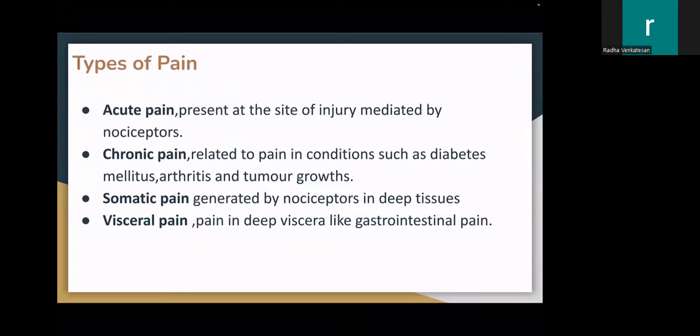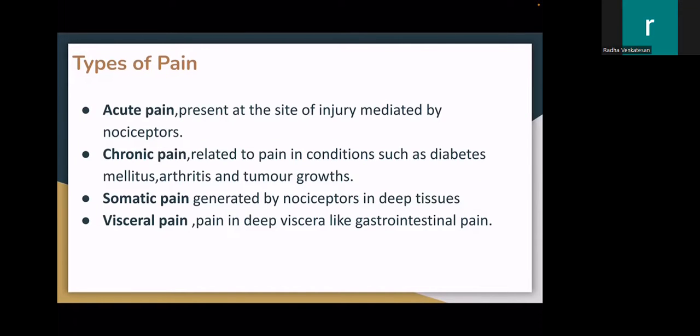Next comes the types of pain. We have seen so much information about the physiology and pathophysiology. So when so many elements are there, so many types of pain are also going to be there. Okay, first we will see acute pain. Pain that is present at the site of injury, mediated by nociceptors. For this, we can give examples like heat, touch, pressure, anything. If someone has a fall or injury, all that will be acute pain, which is there at the time.